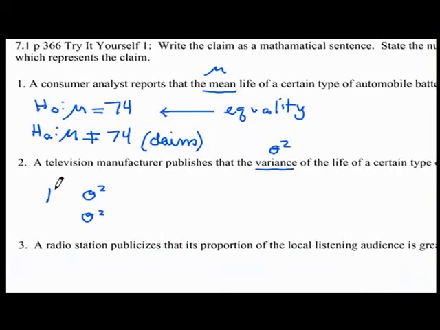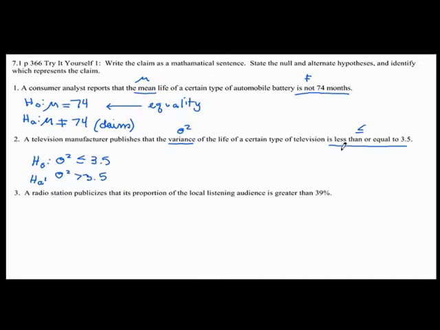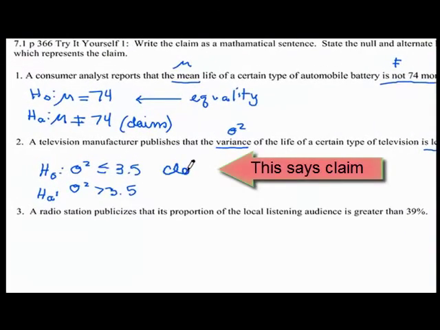And so we've got our null hypothesis and our alternate hypothesis, H sub 0 for null, H sub A for alternate. And so since this has an equal to bar, it's going to be the null hypothesis, the less than or equal to. And that's going to be 3.5. So the opposite of that is greater than 3.5. All the numbers that aren't less than or equal to 3.5 must be greater than 3.5. And our claim is what they state here. So the claim is the null hypothesis in this case.